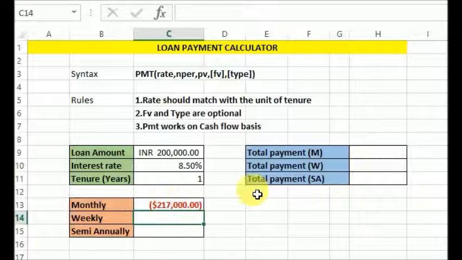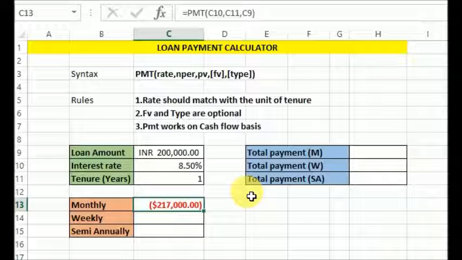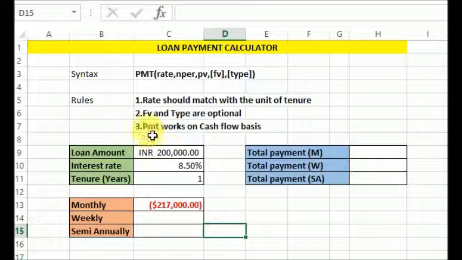That is one error. The second one is, for a month you will not be paying the whole amount. For a month you will be paying only a part of the amount. So this answer is wrong. So we'll try to rectify this. So we'll first check all the rules.